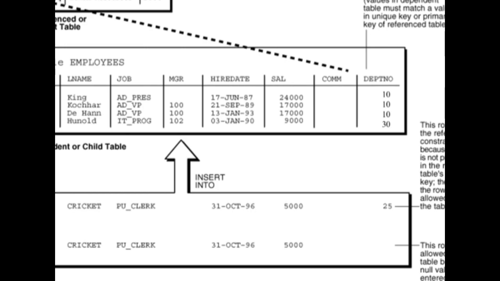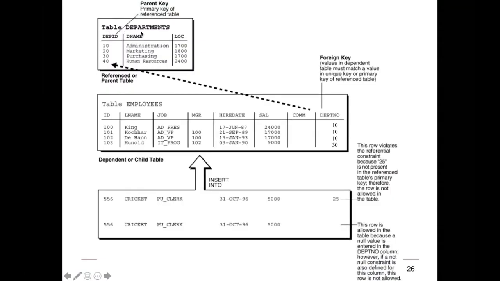Okay, we have two tables. The first table is the department table. The second table is the employees table. In the department table, we have department ID, department name, and location. In the employee table, we have ID, name, job, manager, hire date, salary, commission, and department number.